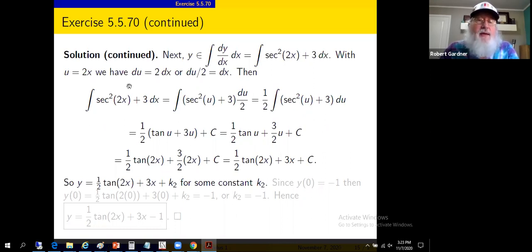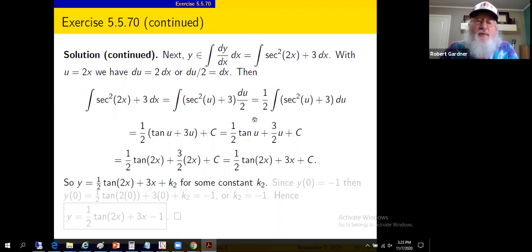Let's let u equal 2x. Let's do a second substitution. So du is 2 dx, divide by 2, we get du over 2 is dx. Then we can take this integral and rewrite it as the integral of secant squared of u plus 3 dx. Well, dx is du over 2. Bring the 1 over 2 part out. We need to integrate secant squared u plus 3, piece of cake.